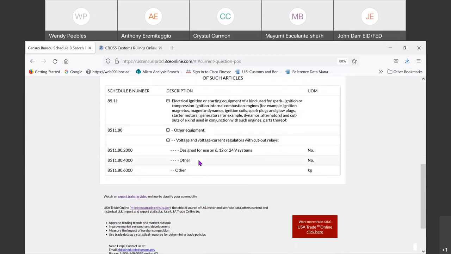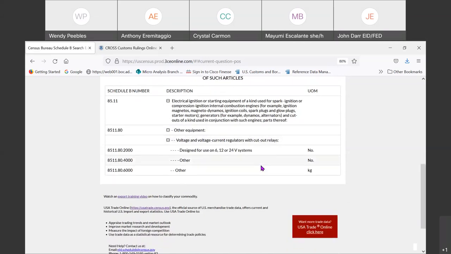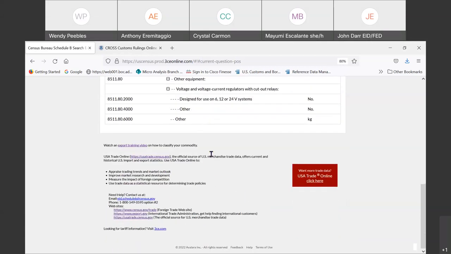Do you know if it's designed for use on 6, 12, or 24 volt systems? Yeah, I don't know that either. Okay. But I've been doing some searching with my engineers. It's a component part in a final assembly of a bigger machine. But I was curious why 85/11/80 4000 is number of, but the next one is kilograms. So why would we see a difference of unit of measure? That is actually beyond the scope of a question that I can answer right now. But if you would like to send that question to the Schedule B box, then someone can get back to you. Okay. Thank you. You're welcome.